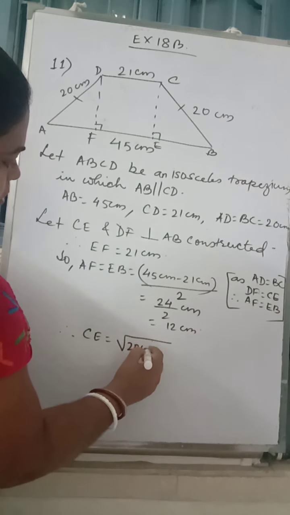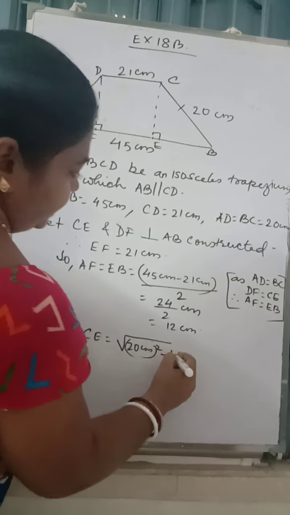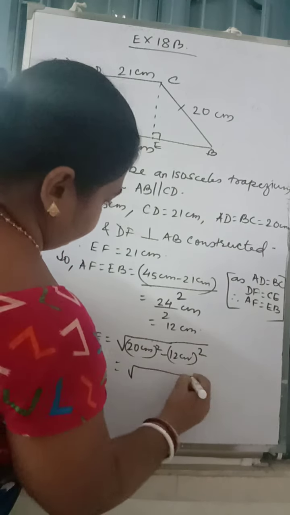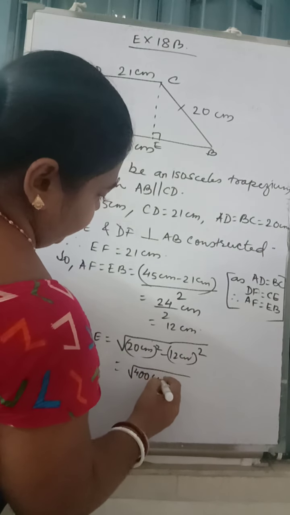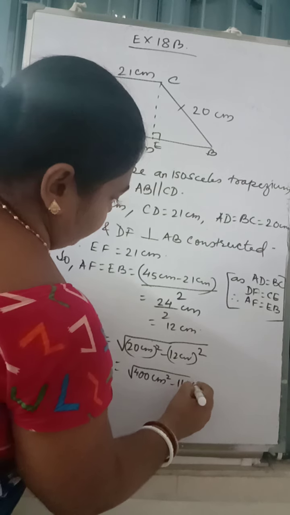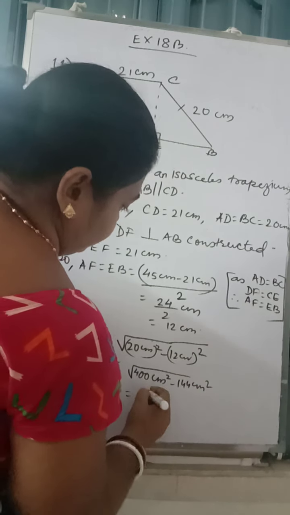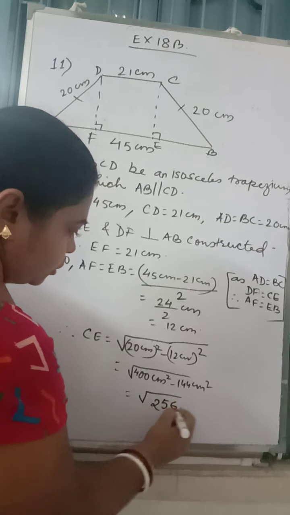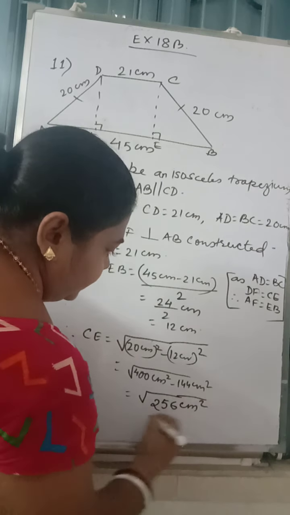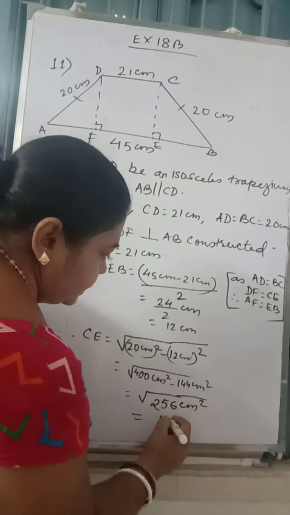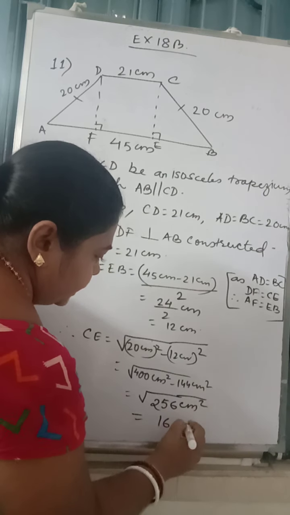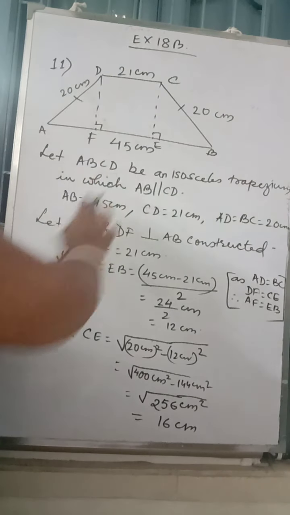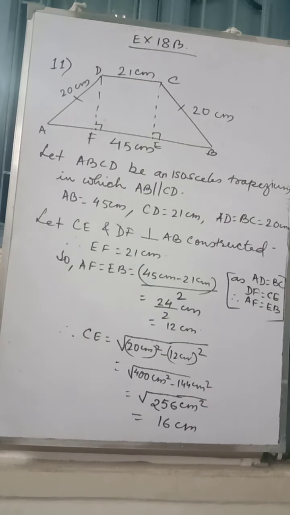So what will be the length of CE? Under root 20 centimeter square minus 12 centimeter square, 400 centimeter square minus 144 centimeter square, 256 centimeter square, and 16 centimeter will be the height. Now we have to get the area.